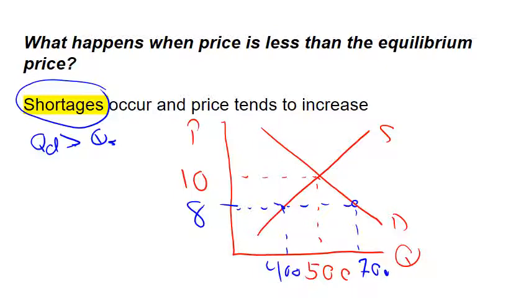So look what's going to happen. When we have this shortage, when the quantity demanded is higher than the quantity supplied, that's going to push price upwards. As price rises, suppliers increase the quantity supplied, consumers decrease the quantity demanded, but as long as there's a gap, price will continue to rise. Price will continue to rise until it gets pushed all the way back up to the equilibrium price of $10.